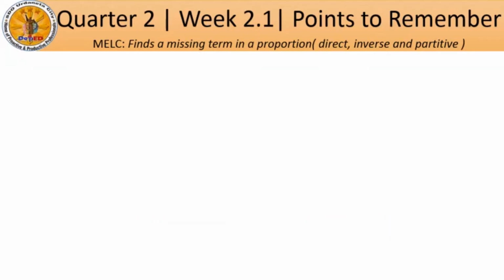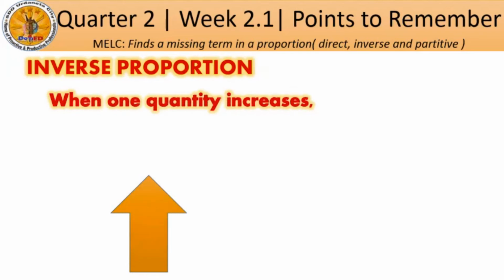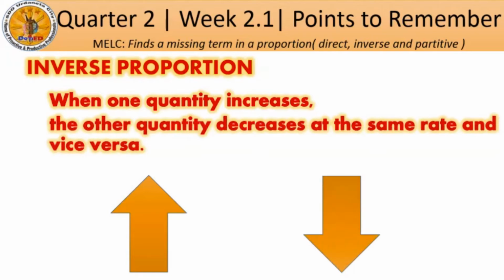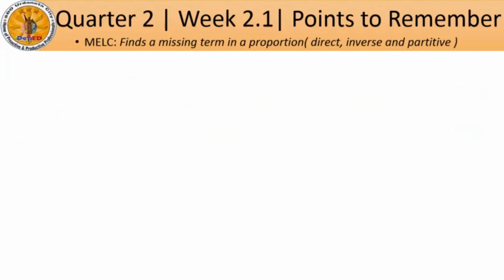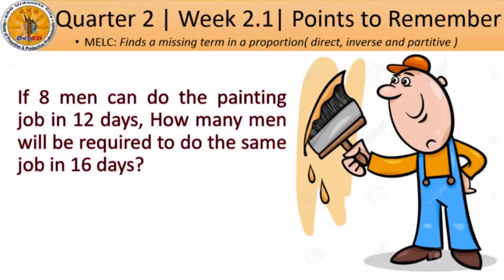Let us have the second type of proportion, the inverse proportion. We can say that proportion is inverse when one quantity increases as the other quantity decreases at the same rate and vice versa. Let's try this example. If 8 men can do the painting job in 12 days, how many men will be required to do the same job in 16 days?